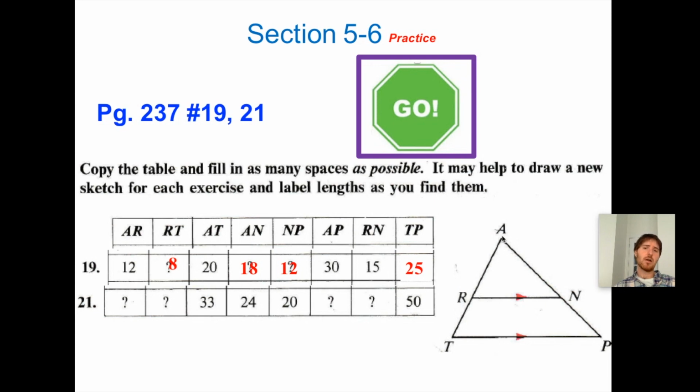So if you do AR over AT, AR is 12, AT is 20. They're both divisible by 4. That would be a 3 to 5 ratio. RN is 15, so 15 over X. Solve for X and you get 25, because this is a 3 to 5 ratio as well. Let's maybe do the other ones here. We got the answers in, so I'm going to show them where the rest of them came from.